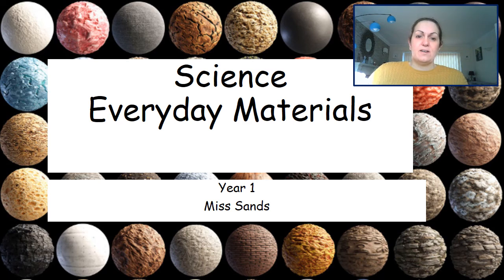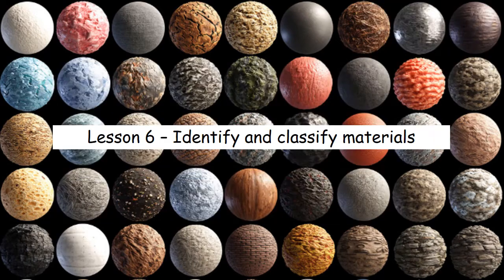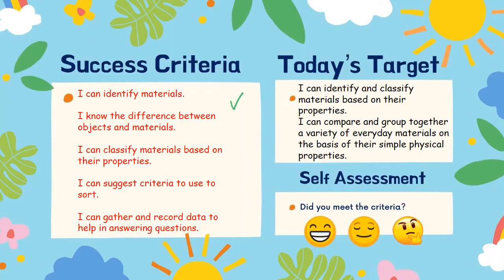Welcome to another science lesson. This is lesson 6, learning about everyday materials. Our lesson today is to identify and classify materials. The aim of today's lesson is: I can identify and classify materials based on their properties. I can compare and group together a variety of everyday materials on the basis of their simple physical properties.